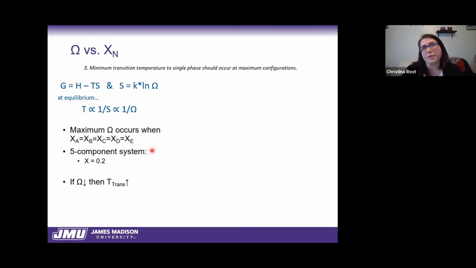And in a 5-component system, that's going to be 0.2. So if I change my composition of one of the components, then the transition temperature at which I go to single phase should hypothetically increase. So here's what I'm looking for.